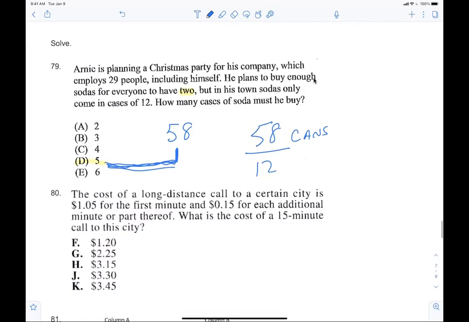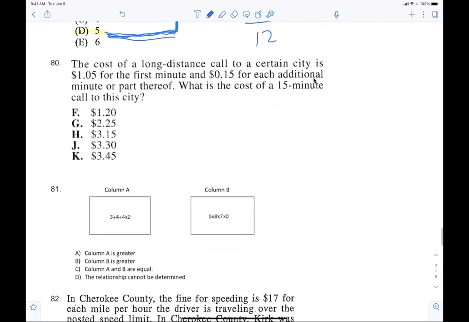All right. Number 80, who's going to volunteer for 80? Wilson? Okay. The cost of a long distance call to a certain city is $1.05 for the first minute and 15 cents for any additional minute. That is correct. So what is the cost of a 15 minute call?